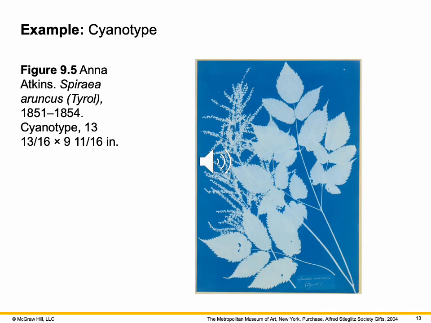Just before the tintype process was invented, a wholly different way of making a photograph was discovered in England. This was called a cyanotype. The new process had color, and it was a photogram, meaning it did not require a camera. To make a cyanotype, photographers coated a sheet of paper with a light-sensitive solution rich in iron.